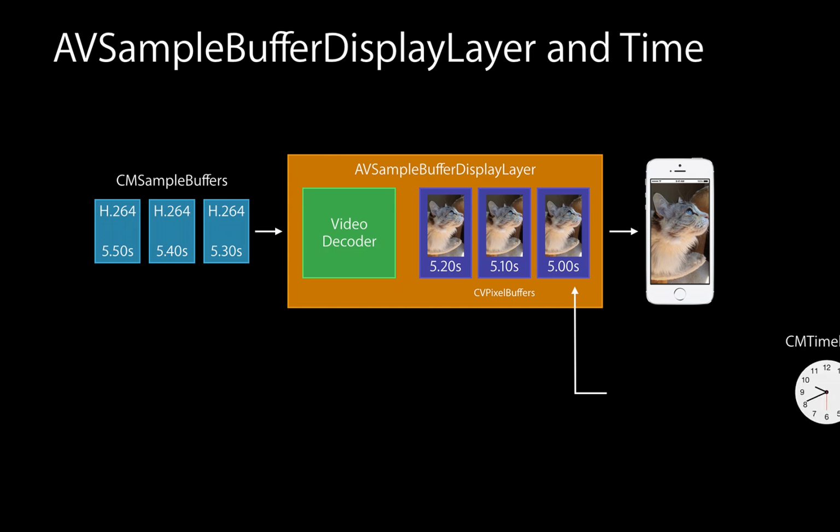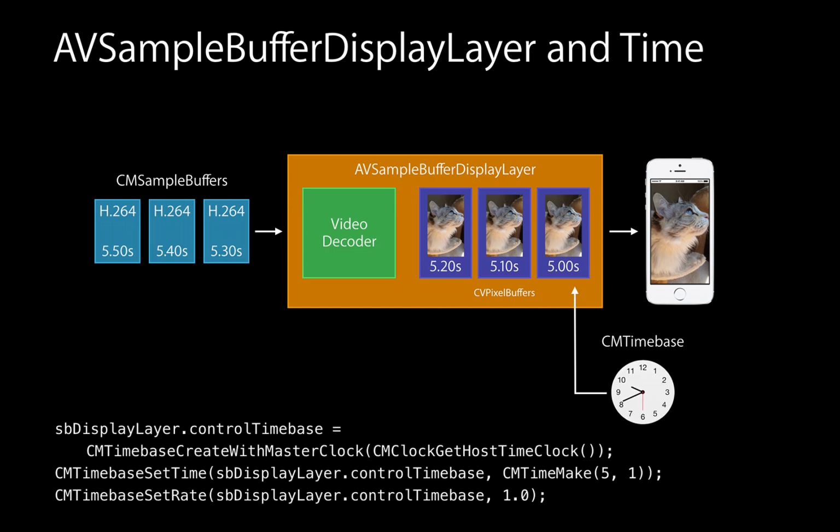So we allow you to replace the host time clock with your own time base. To do this, in the example here, we're creating a time base based on the host time clock, and we're setting that as the control time base on our AV sample buffer display layer. Here, we're setting the time base time to 5, which would mean our frame whose timestamp is 5 will be displayed in our layer. And then we go ahead and set the time base rate to 1. And now our time base begins moving at the same rate as the host time clock, and subsequent frames will be displayed at the appropriate time.